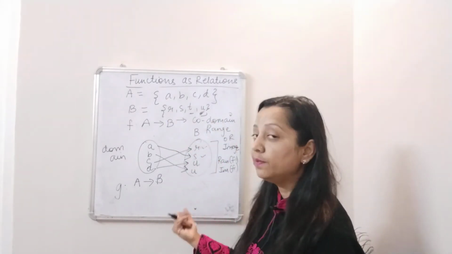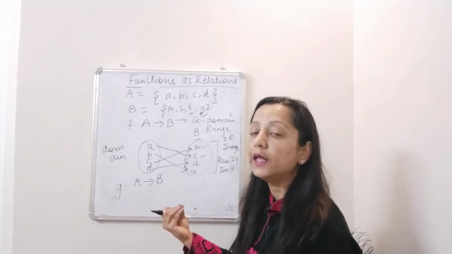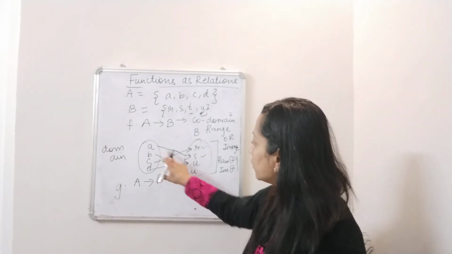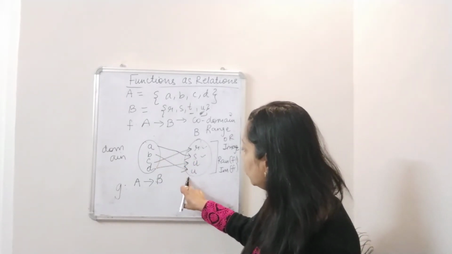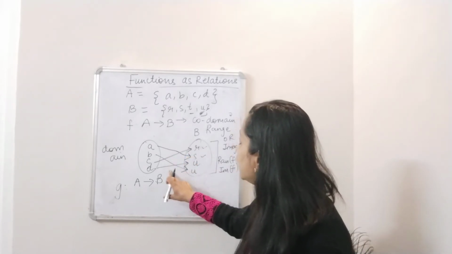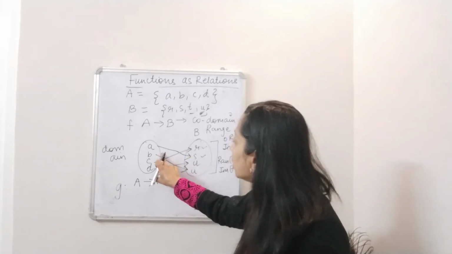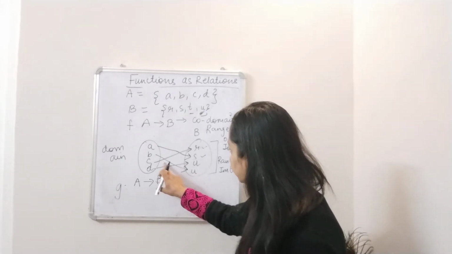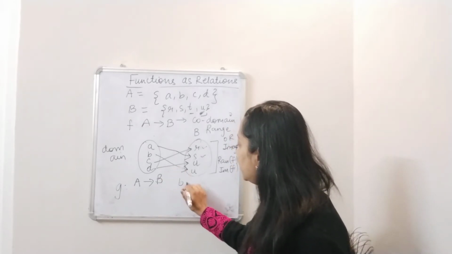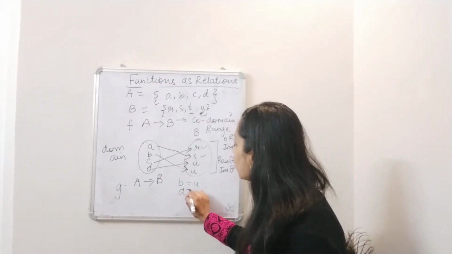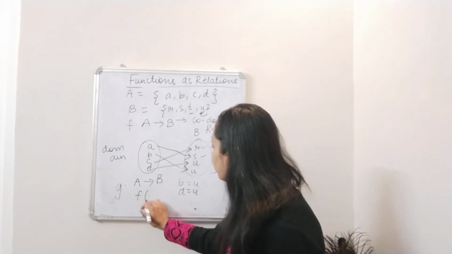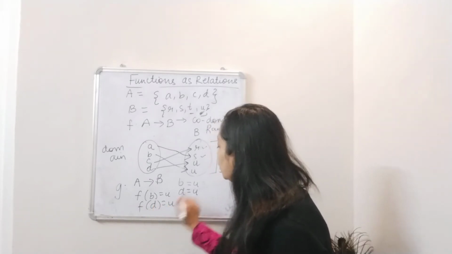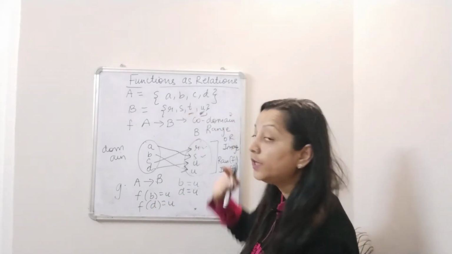While we were assigning elements of set B to the elements of set A, how did we assign them? A was assigned the value S, B was assigned the value U, C was assigned the value R, and D was assigned the value U. That means both B and D were assigned the same value. B was assigned the value U and D was also assigned the value U. That means the image of B under F was U and the image of D under F was also U. So which element is left out here? T is left out.